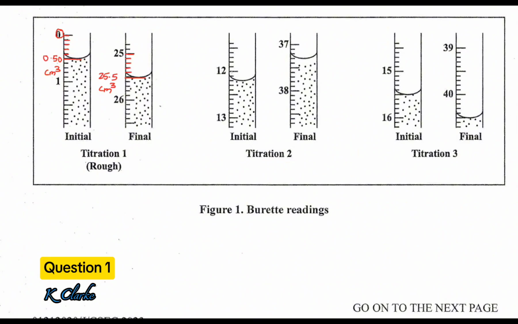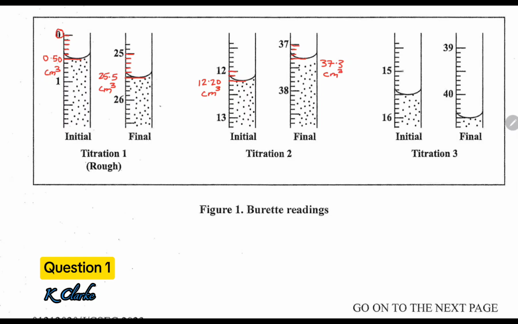Titration 2, initial. Here we have 12, 12.1, 12.2. So the initial reading is 12.20 cm cube. The final reading, so this is 37, 37.1, 37.2, 37.3. So 37.3 cm cube.